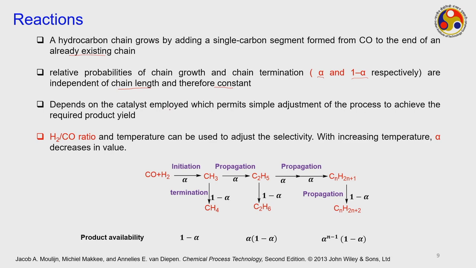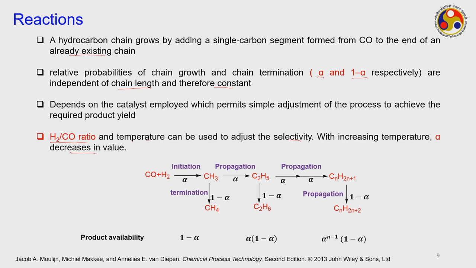So, it will depend on the catalyst employed, which permits simple adjustment of the process to achieve the required product yield. So, what are the tunable or manipulated variables? You can tune the H2 to CO ratio or temperature to adjust the selectivity. With increasing temperature, it is seen that alpha decreases in value.